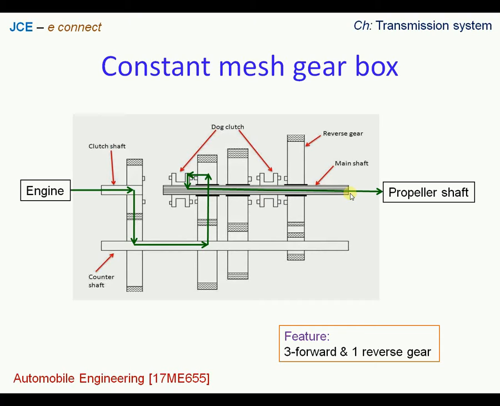Now let us look at gear number 3. In gear number 3, the clutch dog on the left side is directly brought in mesh with the clutch gear. Thereby we see that there is a direct transmission of power from the clutch gear onto the main shaft, and this is treated as the top speed, and the flow of power is shown here through the arrow mark.